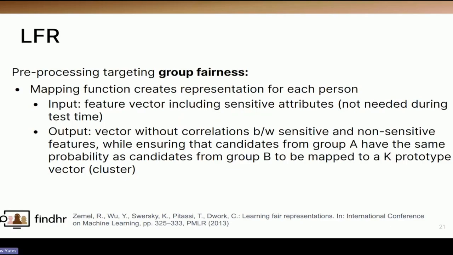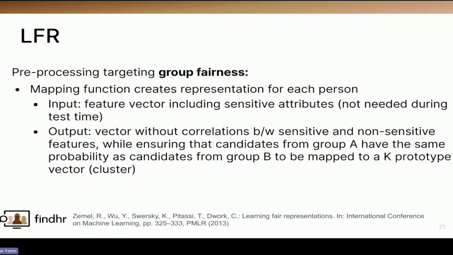And this paper targets what they define as group fairness. So this essentially means that people in different groups are treated fairly. The idea here is to create a mapping function that maps each person to a prototype vector. The input is a feature vector representing each person or each item that does include sensitive attributes. This is not needed at test time.